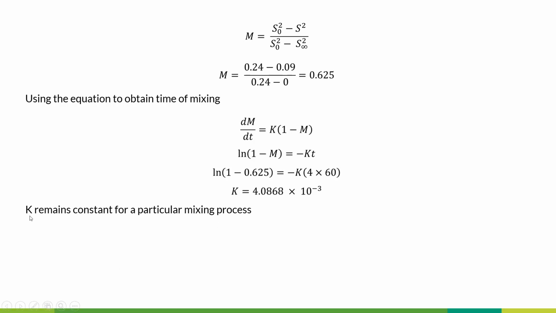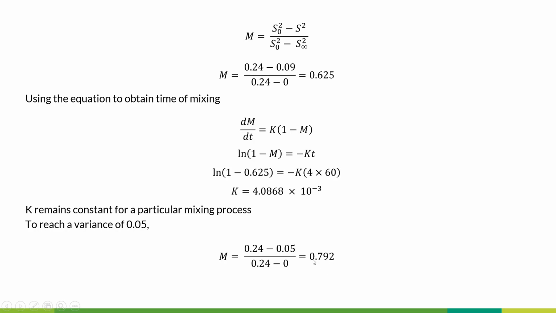So now that you know that k remains constant for the mixing process, you have k, you have the variance at some other time, which is given as 0.05. From that you can calculate what is m. So now that you know m and k, you can calculate time. So to reach a variance of 0.05, you now substitute s square as 0.05 here instead of 0.09. Your s0 square and s infinity square will remain the same. So 0.24 minus 0.05 divided by 0.24 minus 0, which gives a mixing index of 0.792.